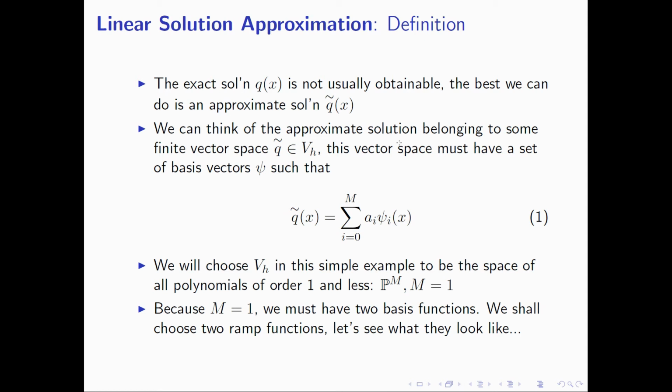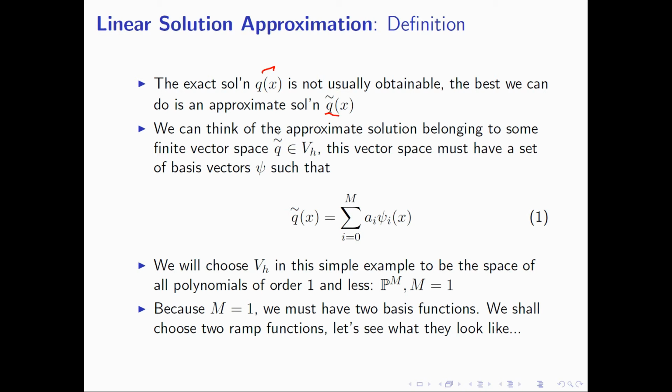So before we can do anything, we need to think about how we'd like to represent our approximate solution. Ideally, we'd be able to find our exact solution. However, if we're trying a numerical approach, it implies that we don't have an analytical solution that we can use. So the best we can do is an approximate solution that we'll represent with q tilde.